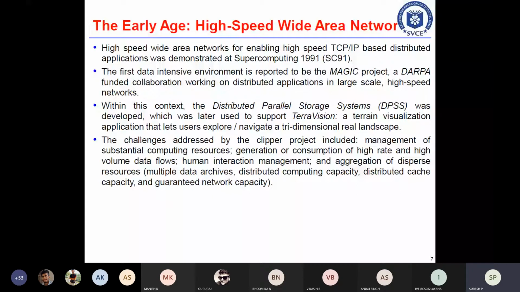So the next is the challenges addressed by the Kepler project, which include the management of substantial computer resources and the generation of computation of high rate and high volume data flows. Okay, so that is about your early age. So next, at the last, when it comes to the early age, the Kepler project came into existence.